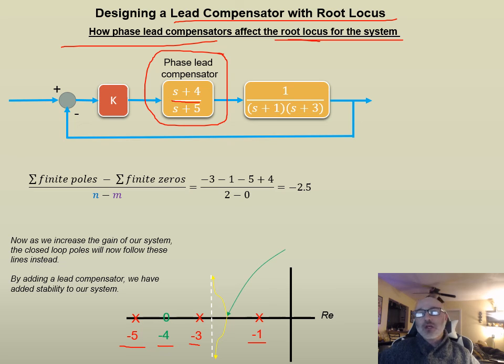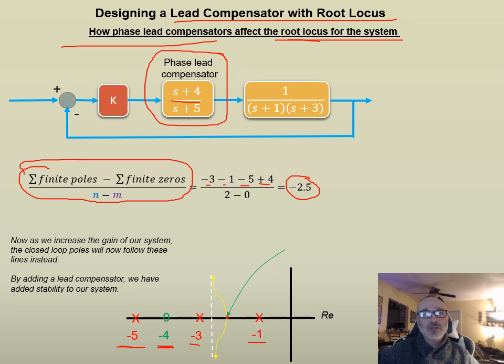And if we want to calculate the location of our centroid, we go back up to the same equation here. We plug in our values. Now that we've added in that extra pole at -5 and our 0 at -4, we plug this in here. We end up with -3, -1, -5 plus 4 all over 2 here. So we end up with -2.5 as the location now. So we can see this right here. This is the location now of our centroid.